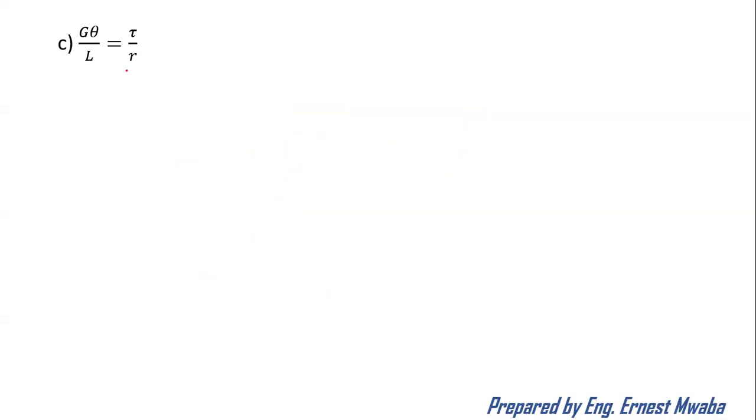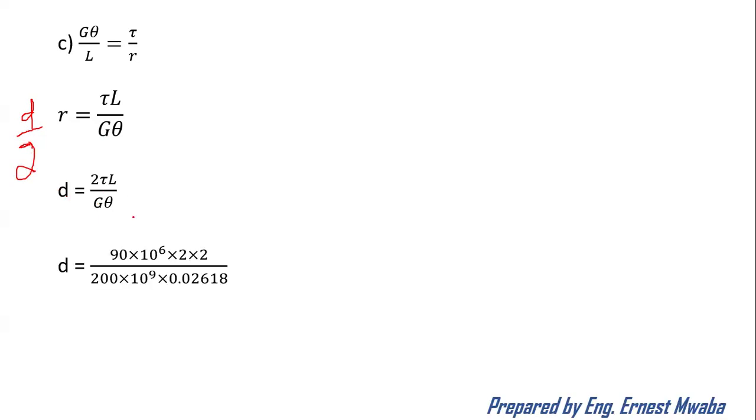So here again, instead of shear stress over R, I can say 2 shear stress over D. It's the same thing. So here, R is equal to shear stress L over G theta. And here again, I've just decided now to use D. So that D is equal to 2 shear stress L over G theta. Because here it's like I'm already having D over 2 instead of R. So all I do is just cross multiply there, and we're good to go.